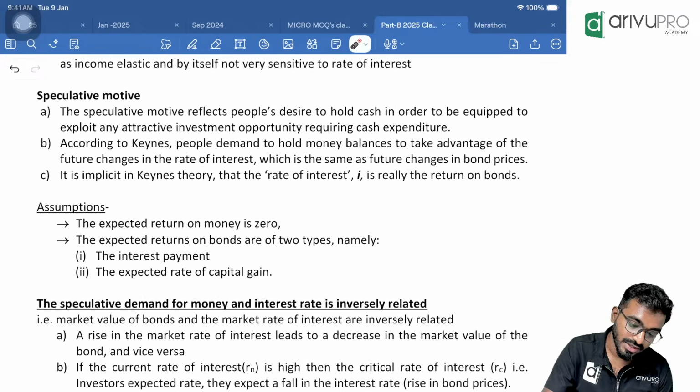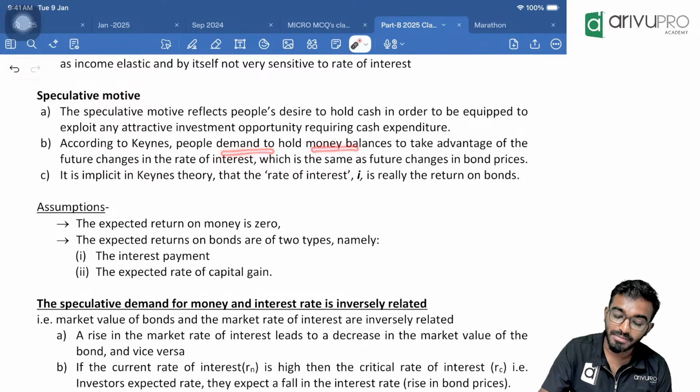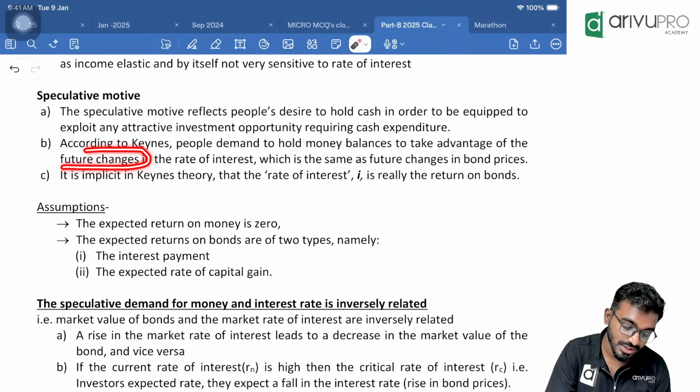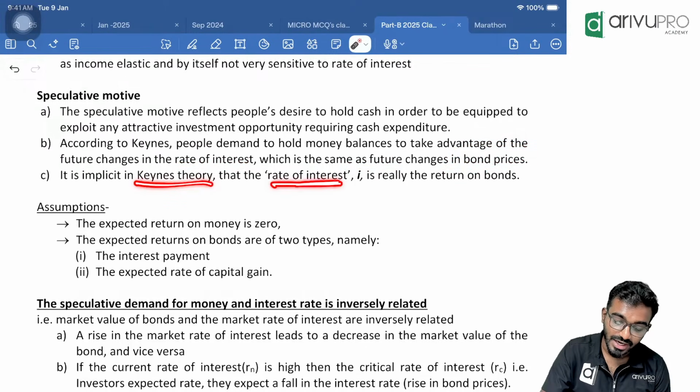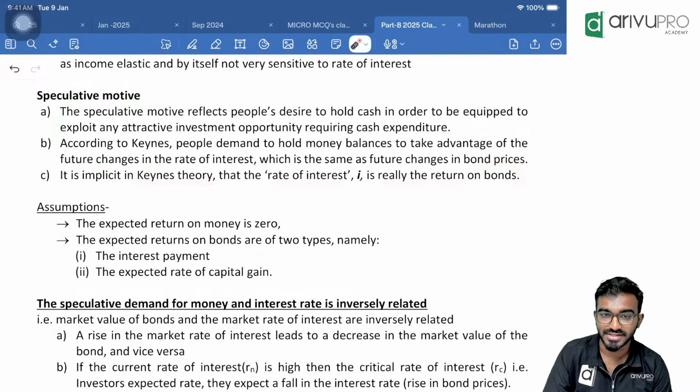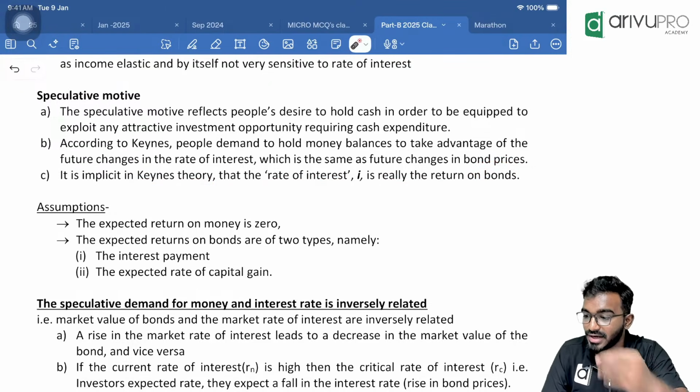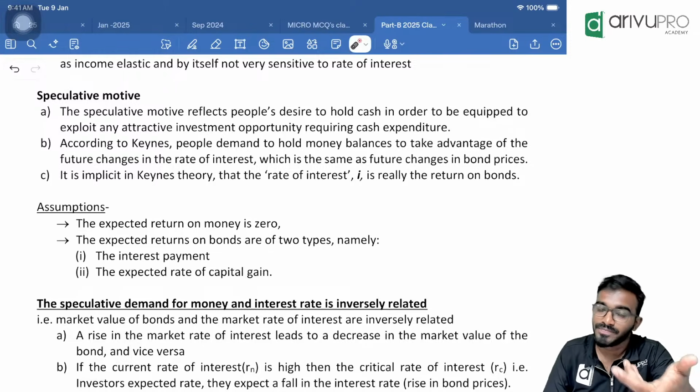That is what is speculative demand for money. According to Keynes, people will hold money balances to take advantage of future changes in the rate of interest, same as future changes in bond price. This implies that in Keynesian theory, the rate of interest is the real return on the bond. When we are investing in a bond, the return we expect on that is interest.